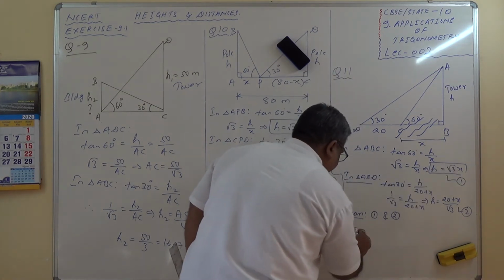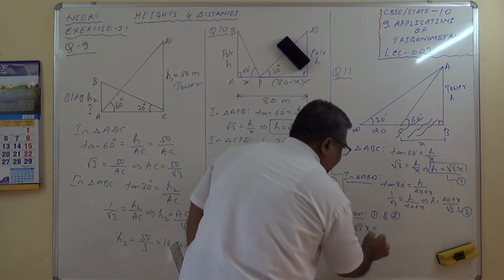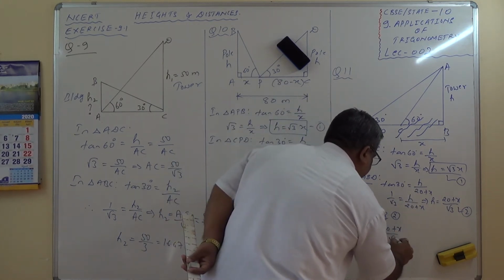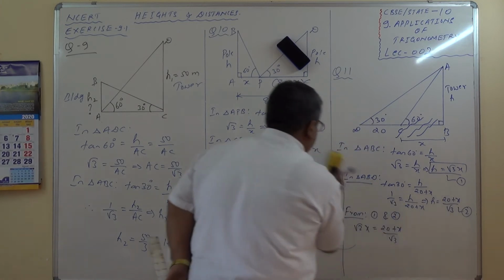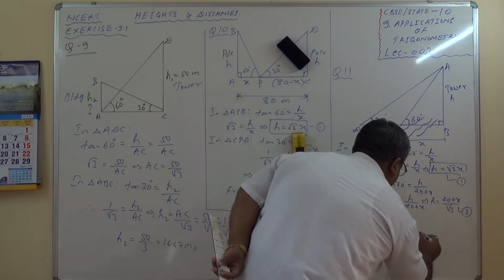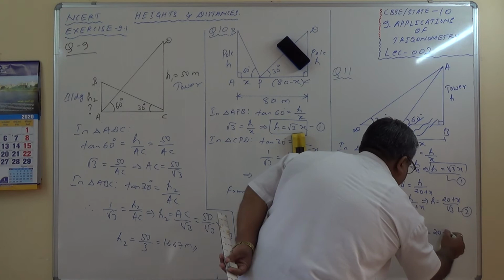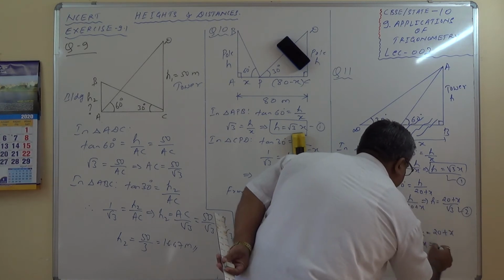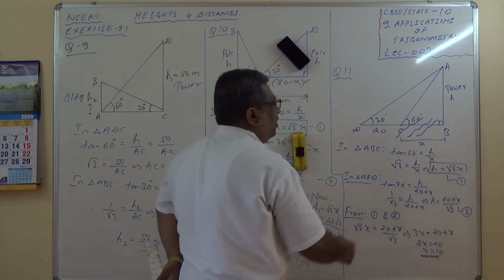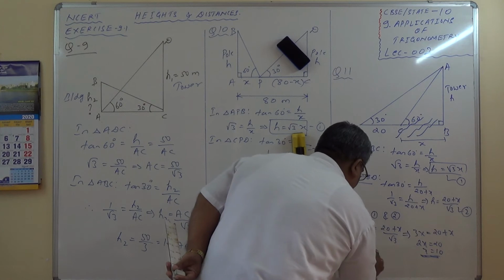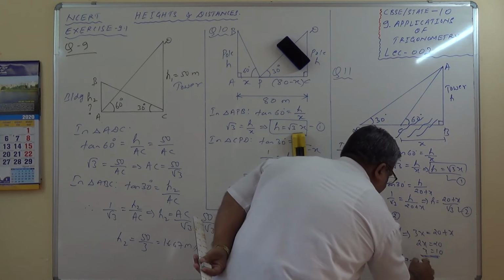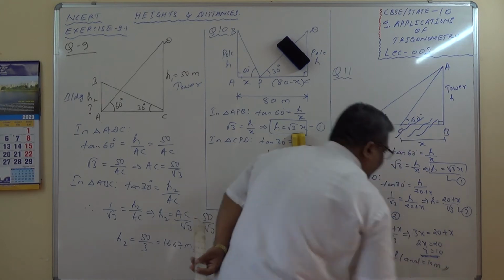root 3x equals (20 plus x) divided by root 3. Multiply root 3 into root 3, so 3x is equal to 20 plus x. So 2x equals 20, x equals 10. We got x is equal to 10. So the width of the canal is 10 meter. Therefore, width of canal equals 10 meter. One answer, you got it.